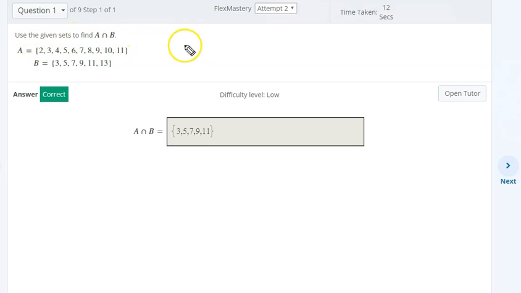Now, part of this is to know the symbols. This symbol is for intersection, and the word "and." This symbol that you will see is for union, and the word "or." We covered that in our flipped classroom video.